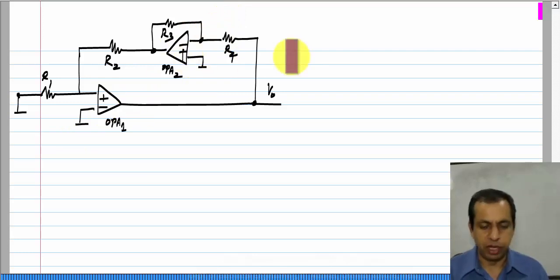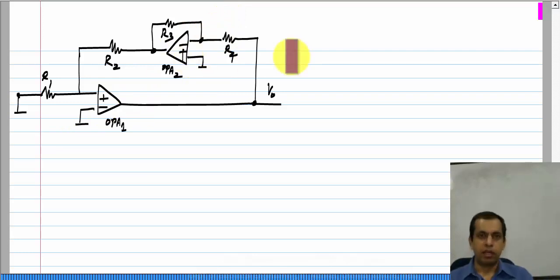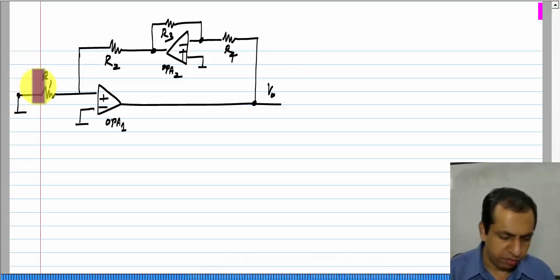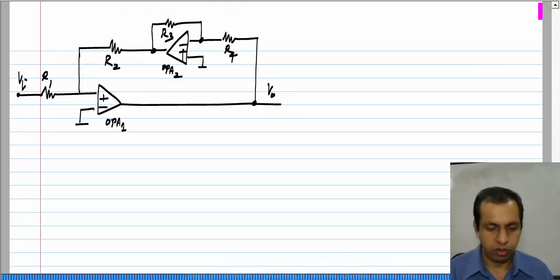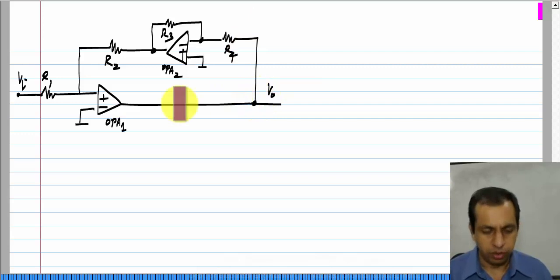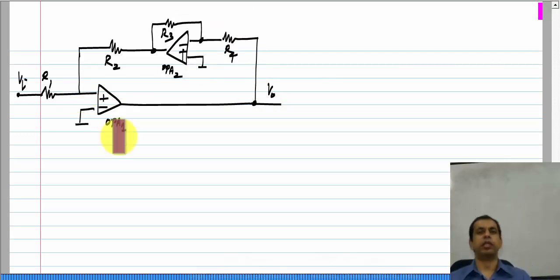Finally, both of these op amps are in negative feedback, and just as an exercise, you can apply Vi here and then determine the value of V naught. Okay. Now, for ideal op amps, you can make the assumption that the inputs are virtually shorted, because we have already determined that the op amps are in negative feedback. So, the general algorithm is as follows.